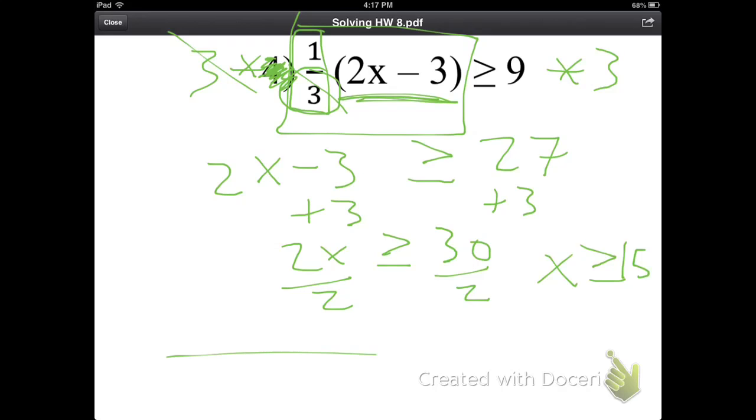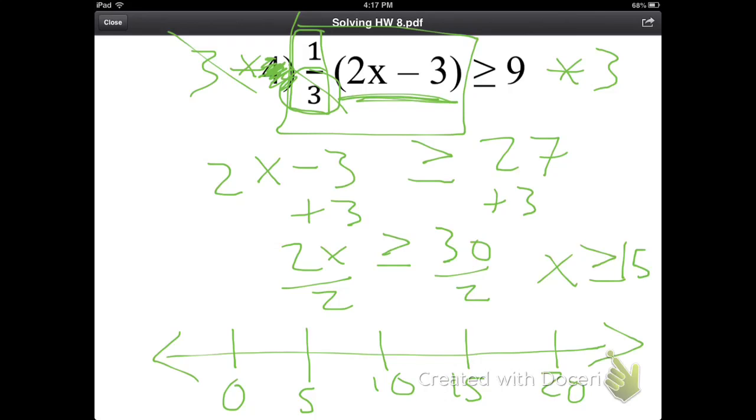Okay. And now it's graphing time. We're going to go all the way up to 15. So I'm going to put my 0 down here. And I'm just going to count by 5s. 5, 10, 15, 20. Okay, so let's put a circle at 15. And we need to fill it in because it has that line underneath the greater than symbol. So let's fill in our circle.